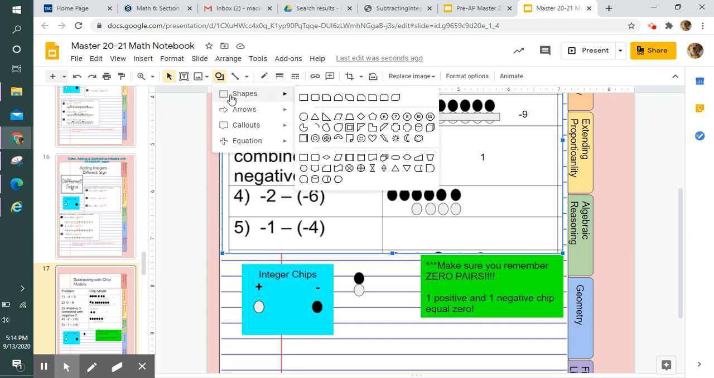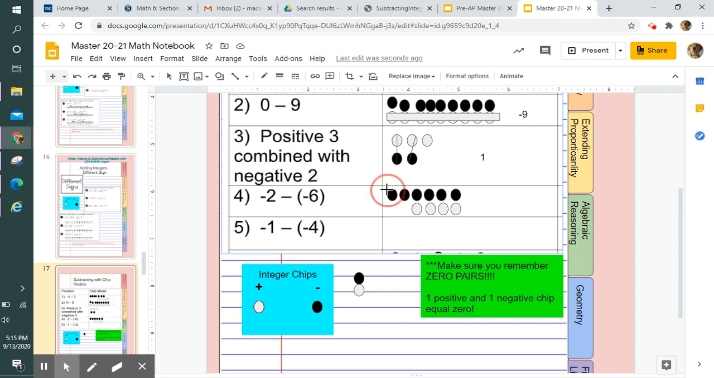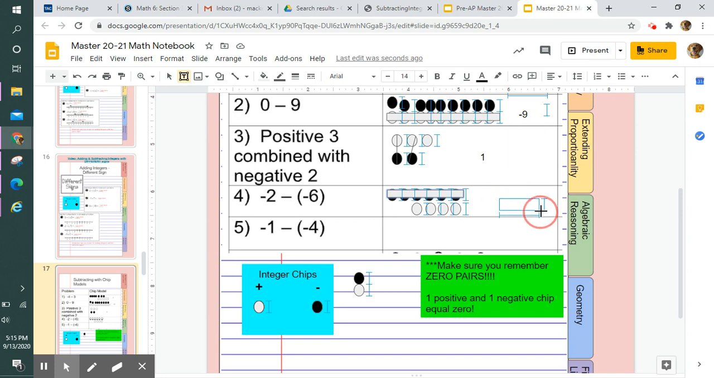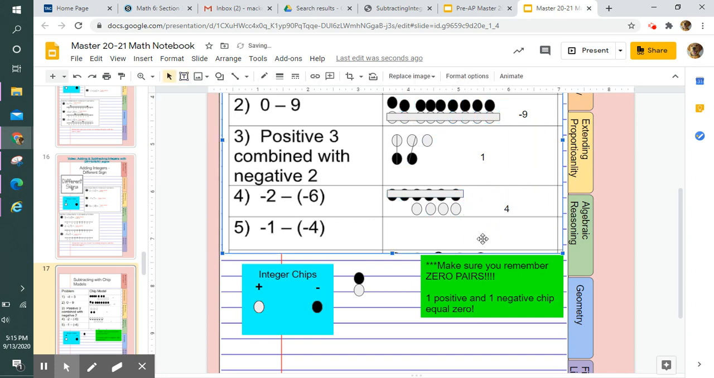So we're going to take our shape, we're going to make a rectangle, and we're going to cover up the 6 negatives that we're taking away because they're going bye-bye. So when we make those go bye-bye, we are left with 4 chips. So 1, 2, 3, 4. And those 4 chips are all positive, so that means my answer is +4.